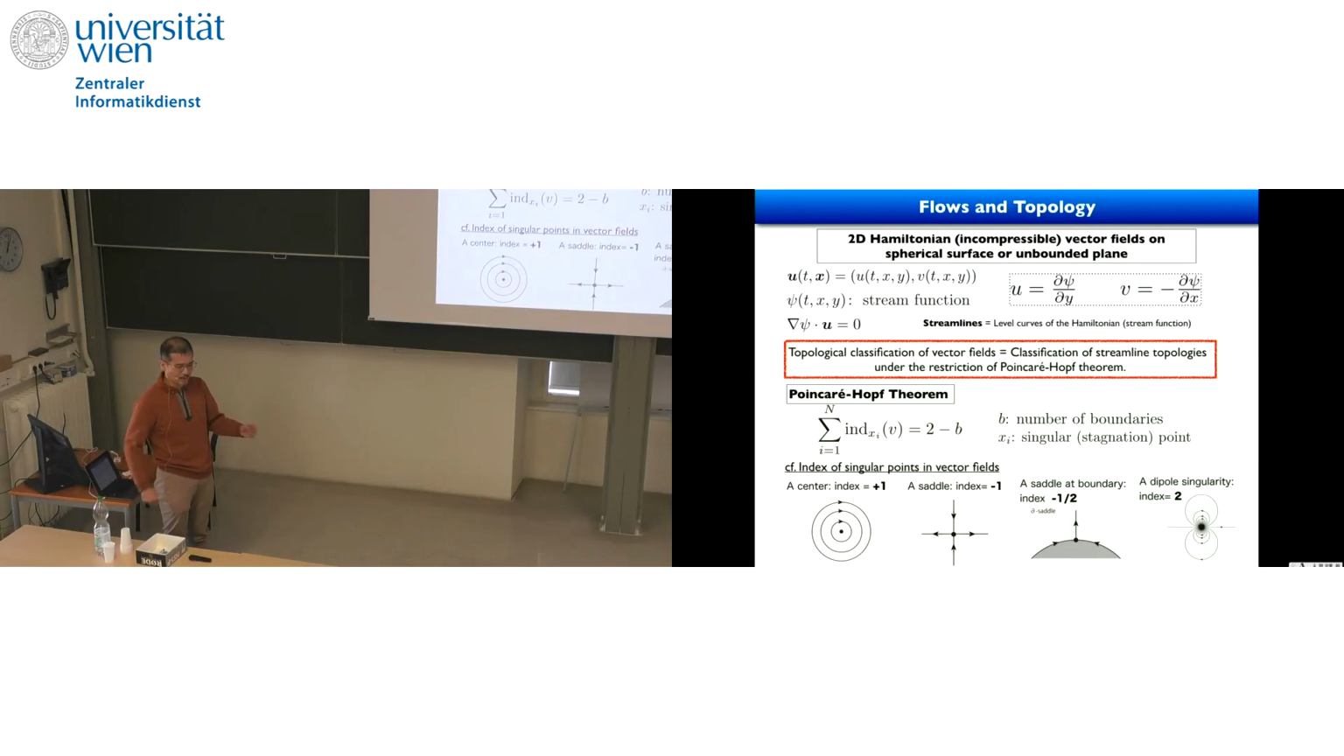Yes, I guess we may consider many kinds of degenerate cases on the boundary, even if we assume the slip boundary condition. But we assume the non-existence of this kind of degenerate saddle point. Okay, thank you. Any other questions?